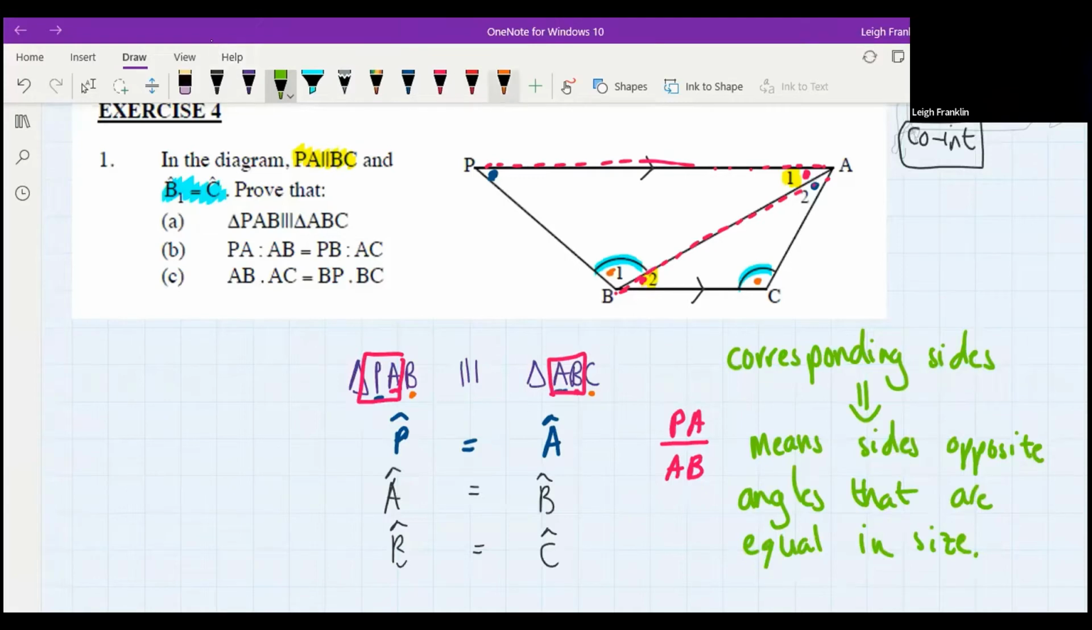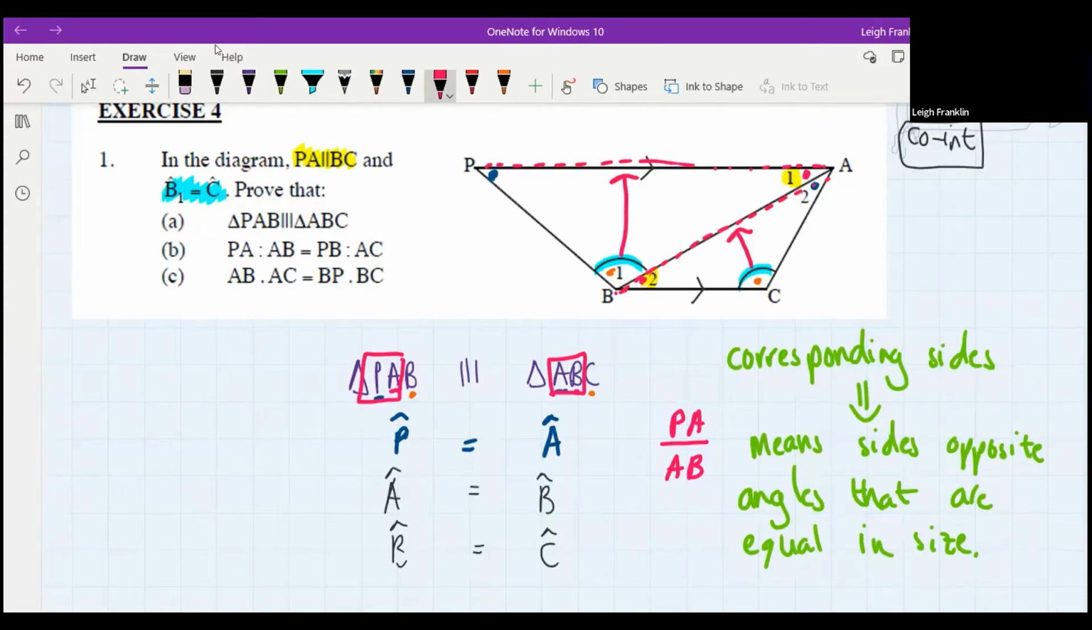So you know what we mean when I say the word opposite? Here's angle B1, it is opposite PA. Here's angle C, it is opposite AB. So sides correspond with one another when they are opposite angles that are the same size. Does that make more sense? Okay, that makes sense so much. You get it now, okay.